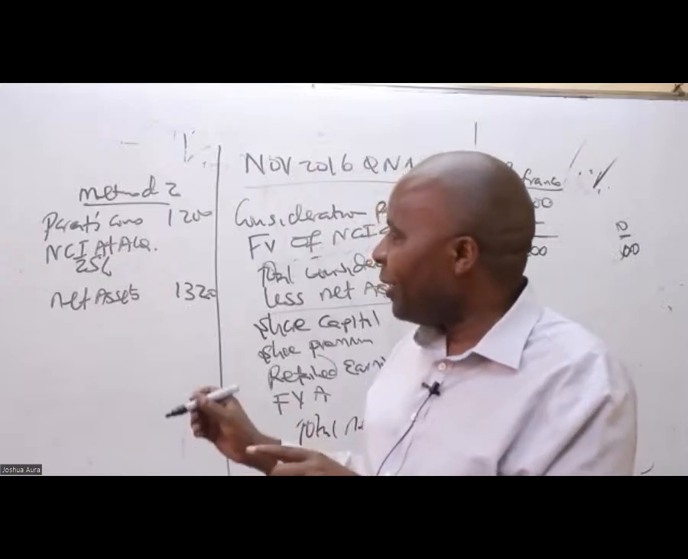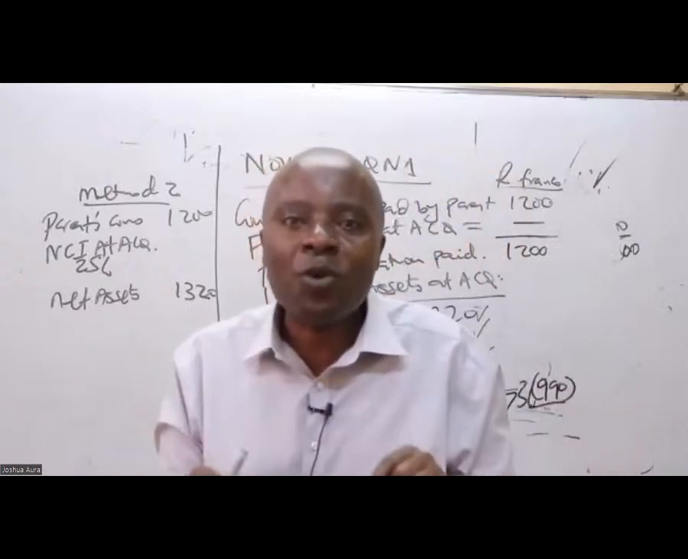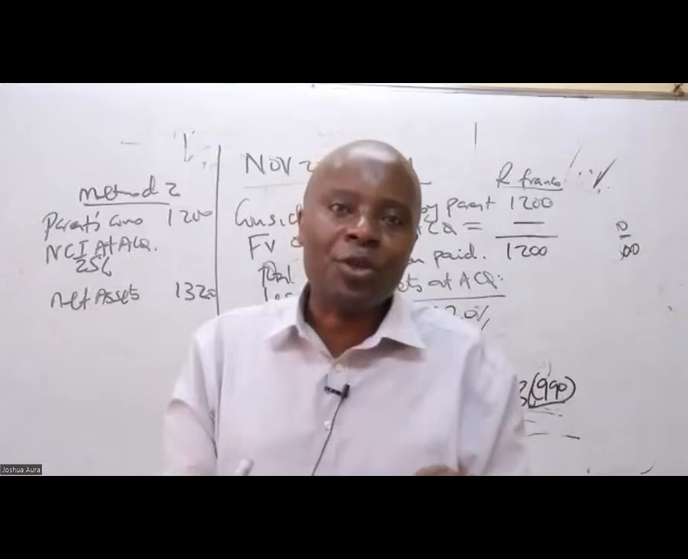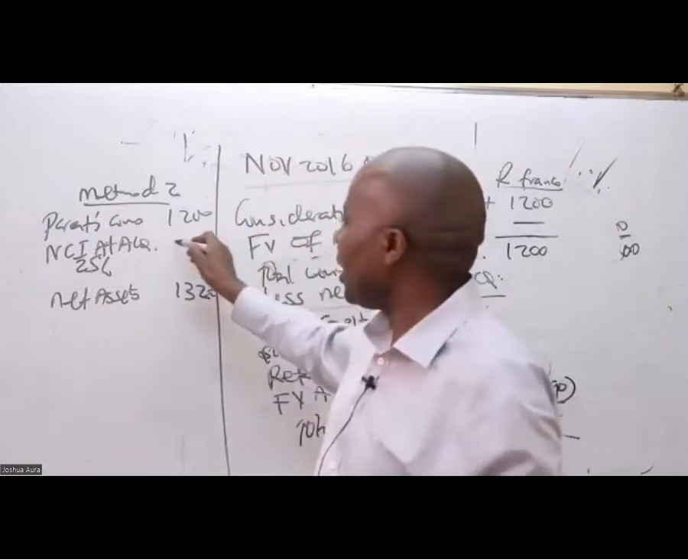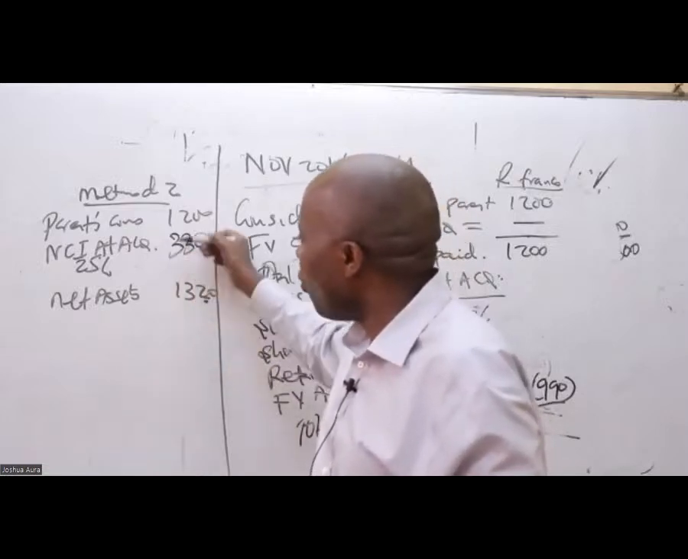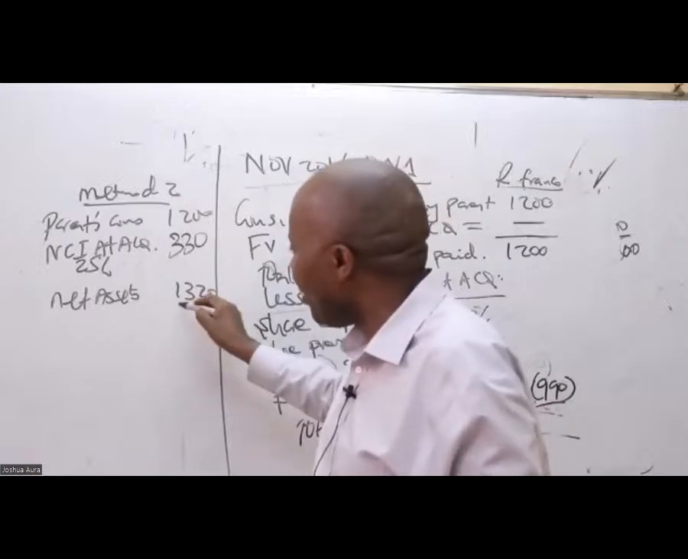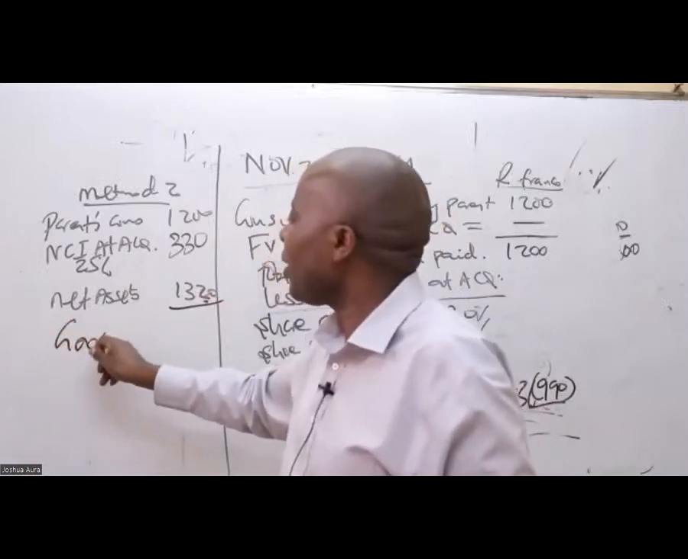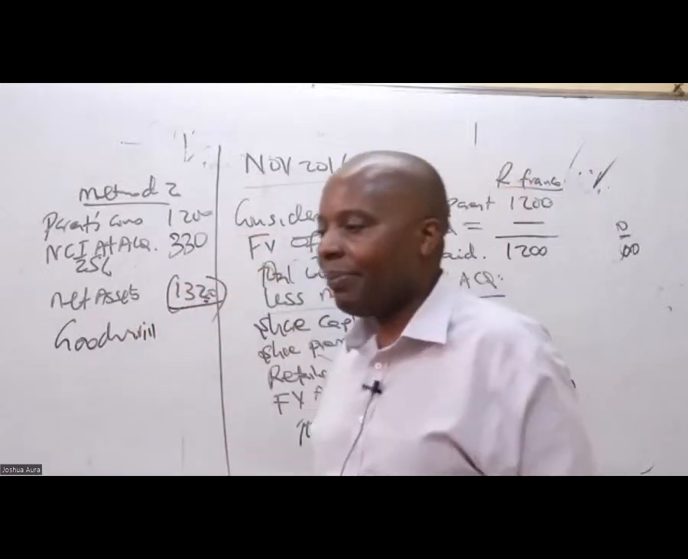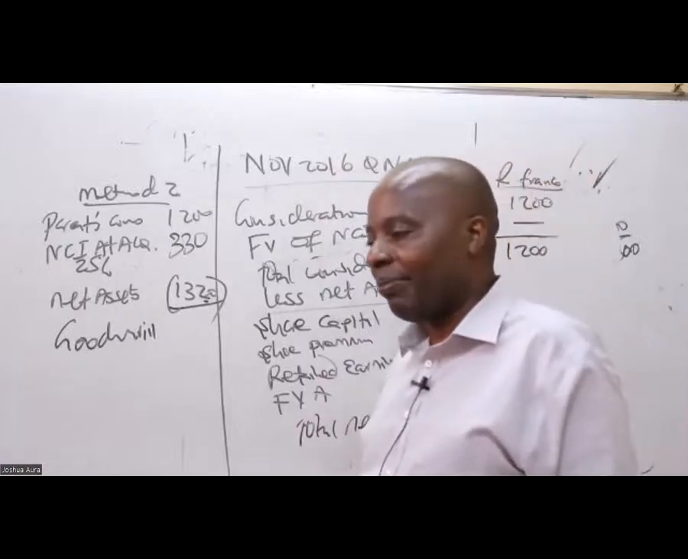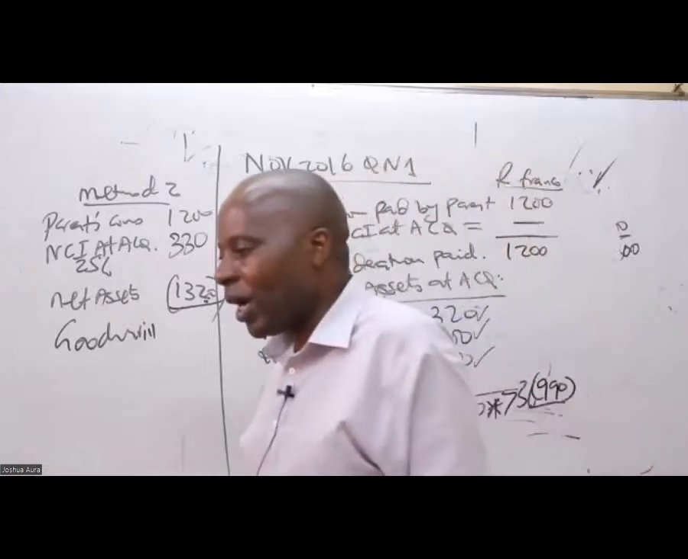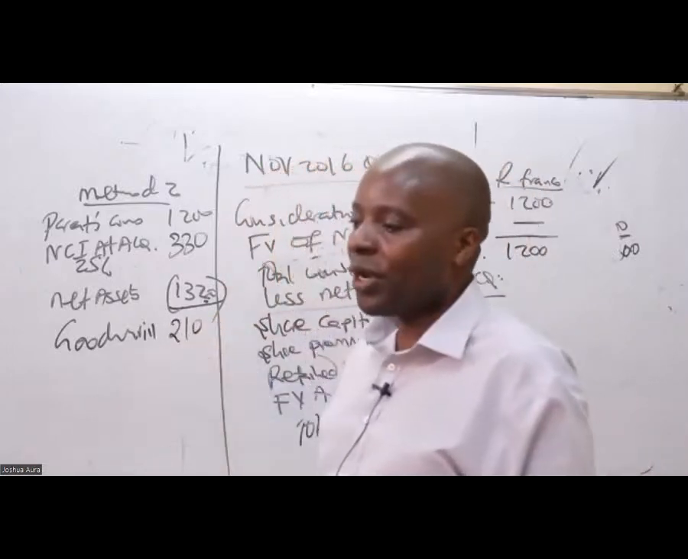Why are they not giving me? Remember, they tell you that NCI is to be valued at its proportionate share of the net assets. 330. So now if he does it this way, there is no need to take the percentage. This is now full, and this is also full. So when you subtract, you will get the same goodwill: this plus this minus this. How much do you get? Is there somebody who can give me this answer? 210.